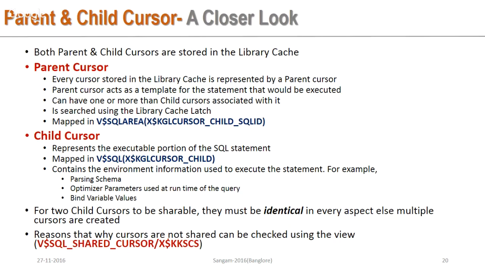So it is a possibility that you may find a parent, but that parent's child cursor or the child variation is not exactly what we are looking for in the particular query's execution. So this is where the concept of shared cursors comes into the picture. The information about shared cursors, or why the cursors are not being shared, is available to you from the view V$SQL_SHARED_CURSOR.